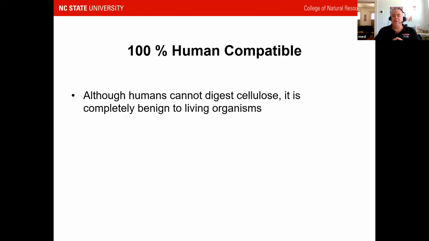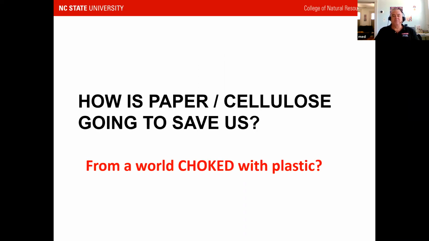And it's compatible with humans. We can't digest it. We don't have that second stomach like a cow does, but it's completely benign to us. In fact, you eat a lot of cellulose every year in the form of thickening agents. All right, now think about that. That's the beauty of paper.